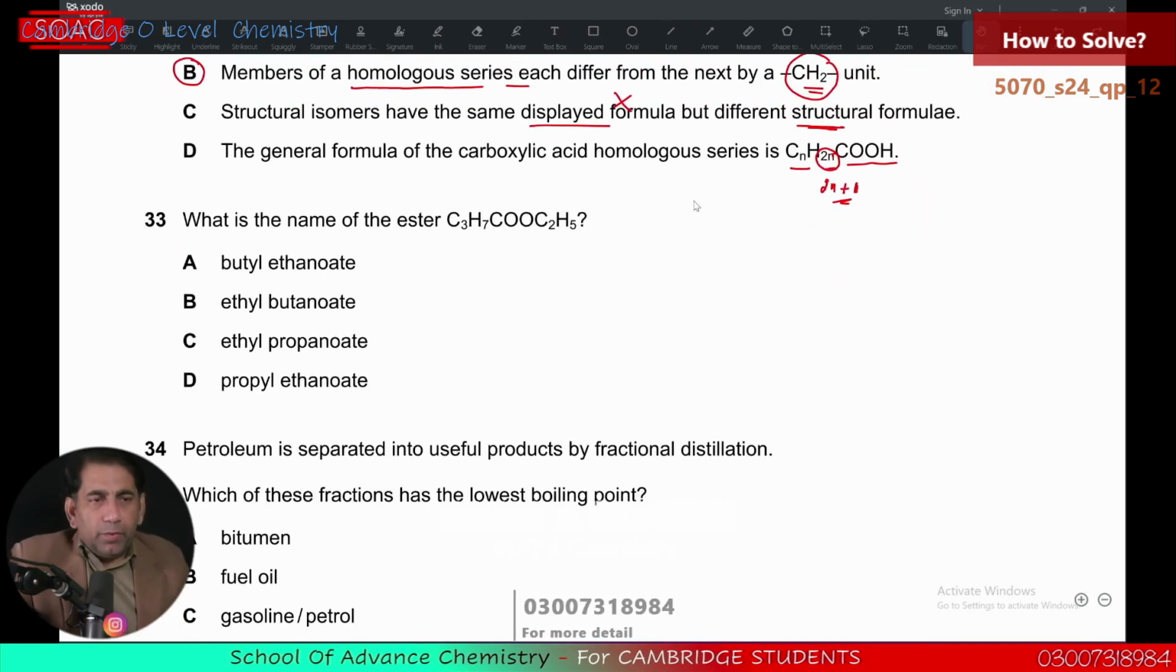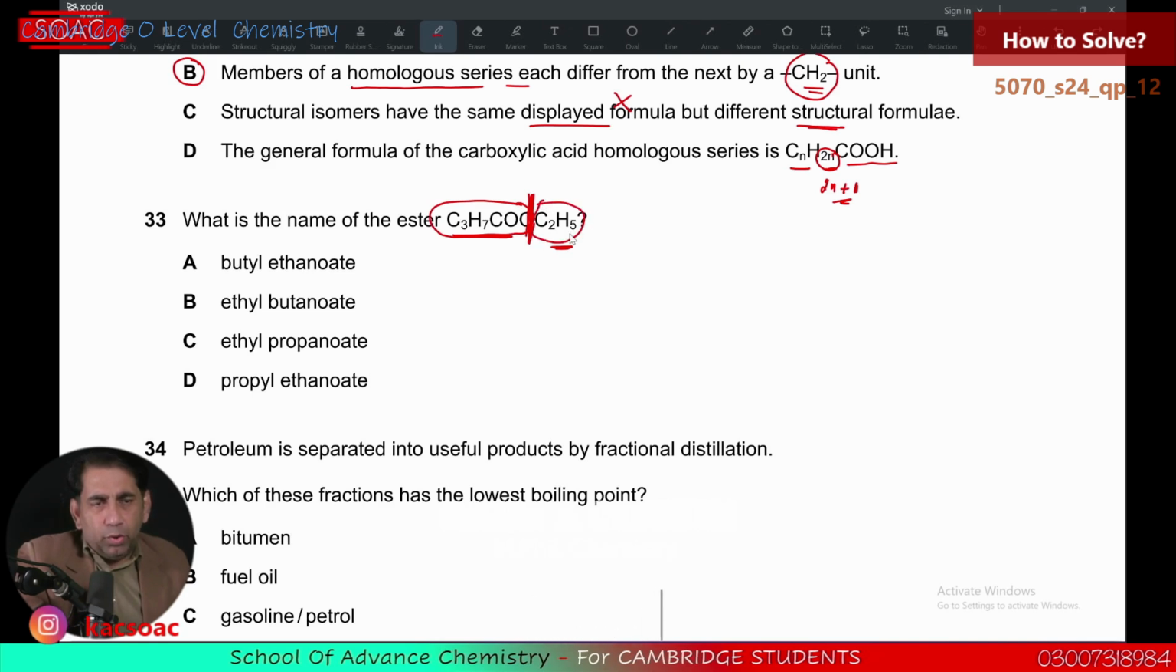Question number 33. What is the name of the ester? This one, C3H7, C double bond O, C2H5. And here is the alcohol group, that is ethyl. And here are 4 carbon atoms, so it is butanoate. Ethyl butanoate is the name of this compound. I'm going to cut this molecule from here where both oxygens are on one side and on the other side there is no oxygen atom, and this is called an alkyl group. A 2 carbon alkyl is called ethyl, and there are 4 carbon atoms, so its name will be butane, and because of the ester it is going to be butanoate. So ethyl butanoate is the name of this compound, and B is the correct option.